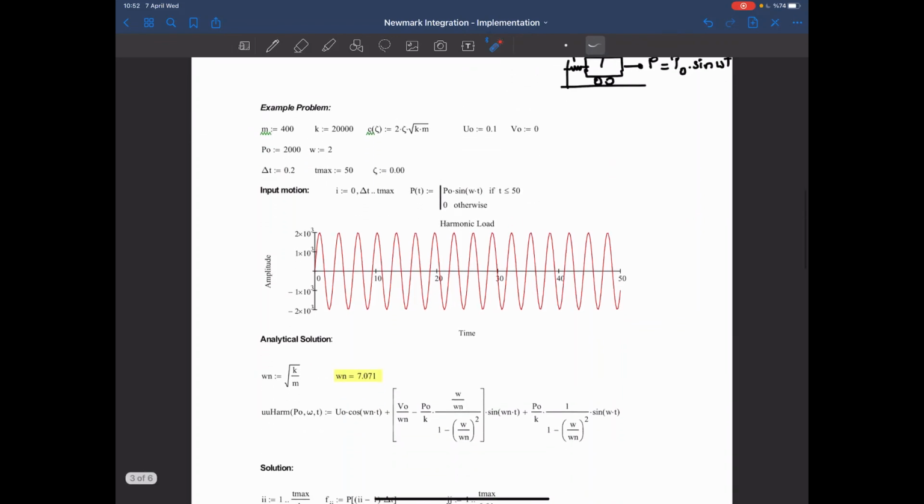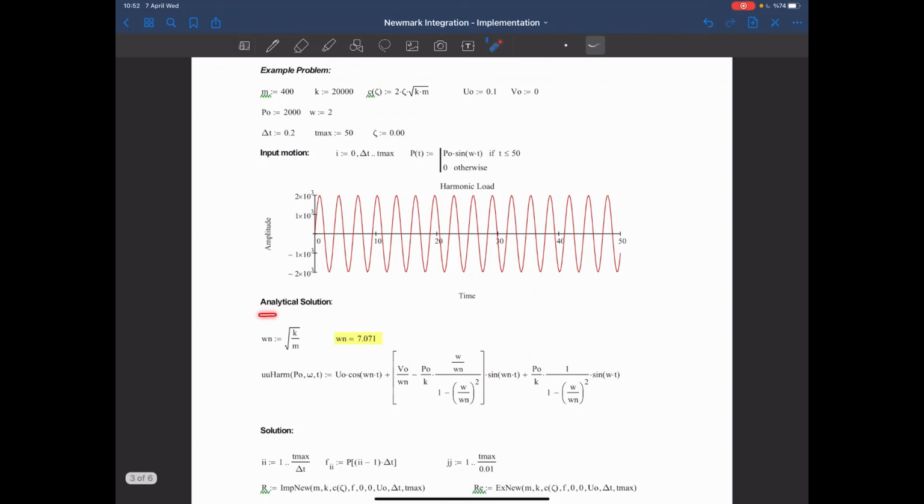Now we will compare our results with the analytical solution, and the natural frequency of the system with these parameters is equal to 7, and this is the analytical solution for a free vibration under the effect of the harmonic loading. As a starting case, I'm using a very large time step that's equal to 0.2, and damping is defined as equal to 0. Now let's see what will happen if I use a very large time step like this.